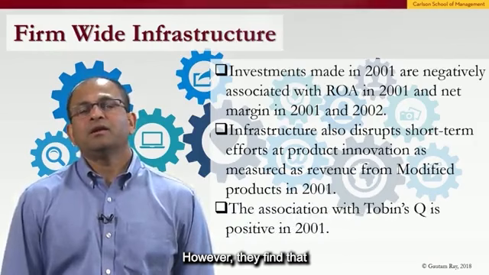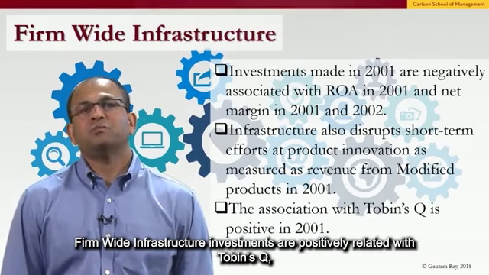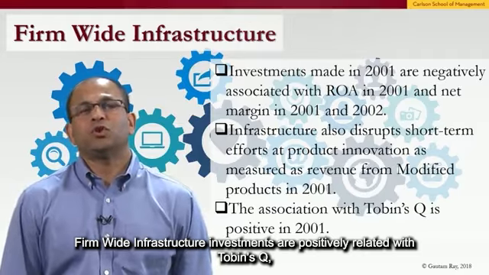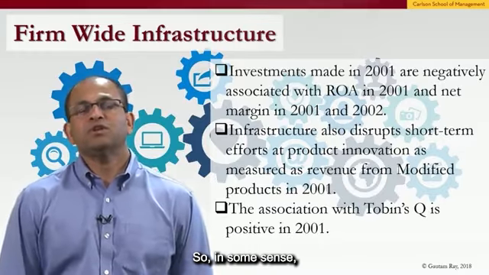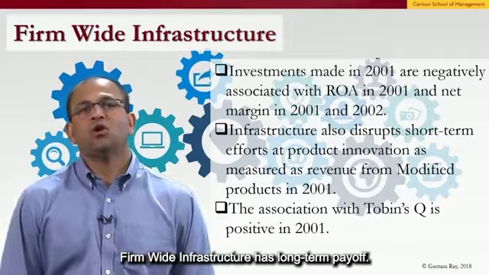However, they find that firm-wide infrastructure investments are positively related with Tobin's Q. That is, firm-wide infrastructure is an investment that is rewarded by the market. So in some sense, firm-wide infrastructure has a long-term payoff.